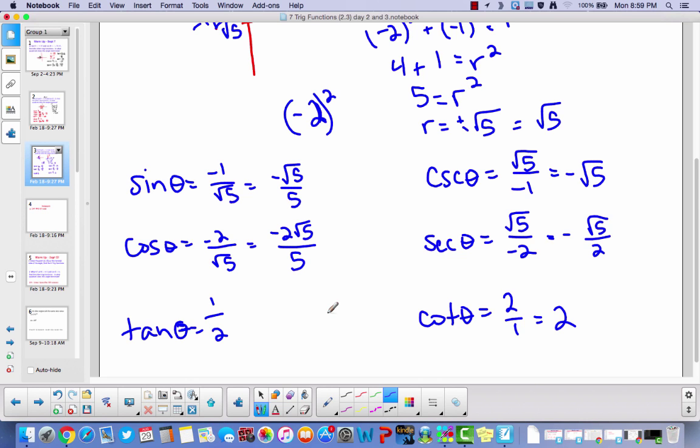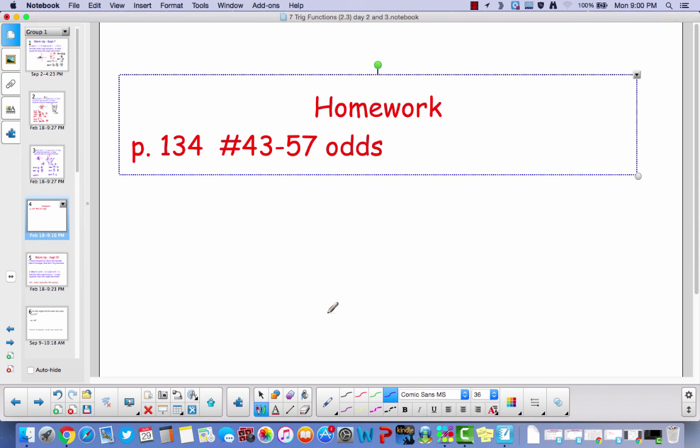Please be careful. Watch your positive and negative signs when you're doing today's work. Also, please make sure that you're drawing your illustrations. So for tomorrow, I'd like you to do on page 134, 43 to 57 the odds. Make sure that you do the illustrations.